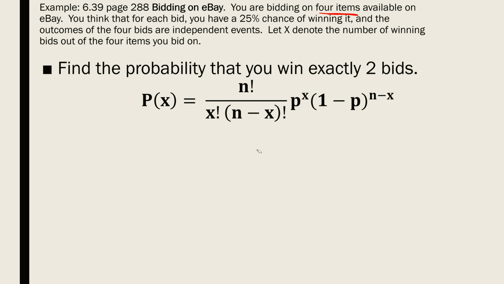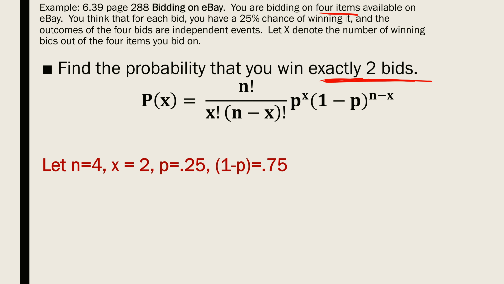Find the probability that you win exactly 2 bids. We need to use this formula. The n equals 4 because there are 4 items available on eBay. X equals 2 because we are trying to find the probability that you win exactly 2 bids. The p equals 0.25 because for each bid you have a 25% chance of winning it. And this also explains why the probability of failure is 75%.